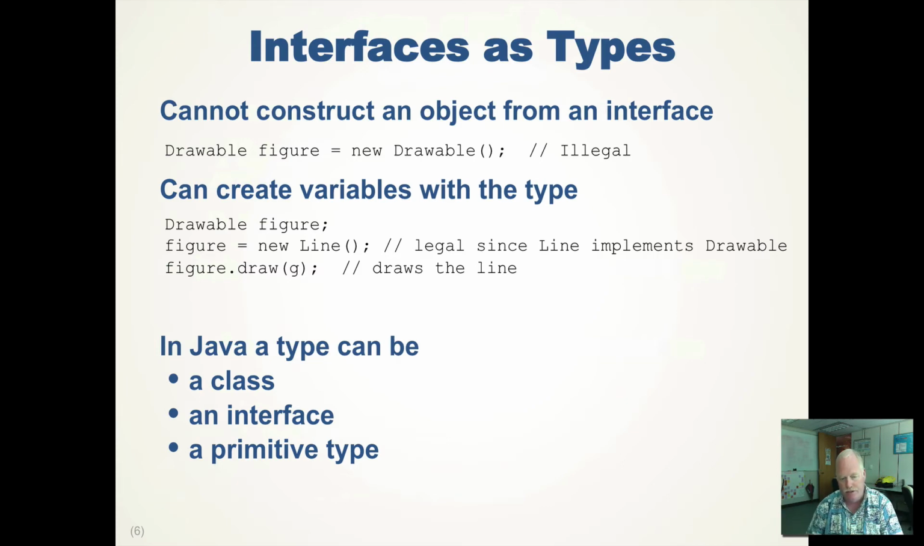If it's a class type, we can call all the methods on that class and all the methods on the parent classes in the hierarchy. If it's an interface, we can only call the methods in that interface. And if it's a primitive, we can't call any methods, because primitives don't have any methods.